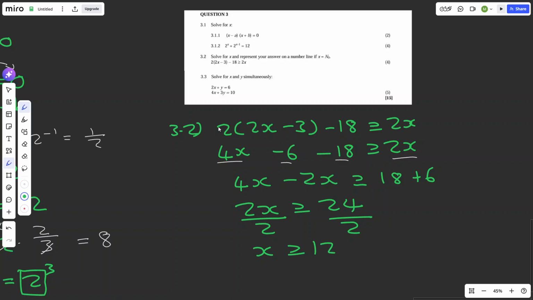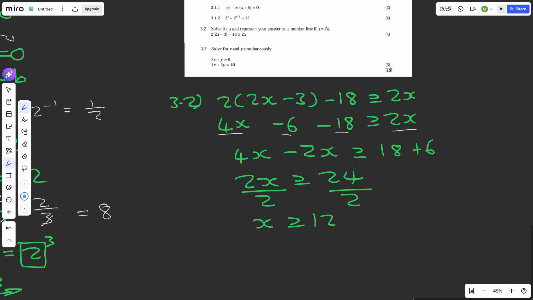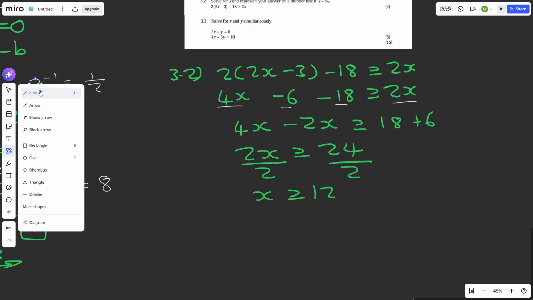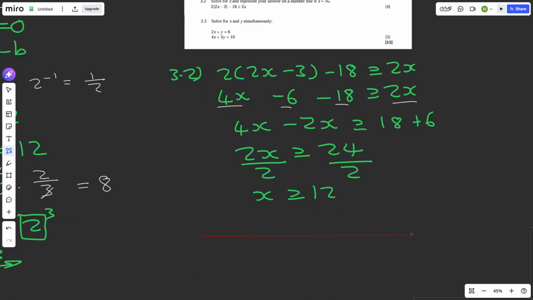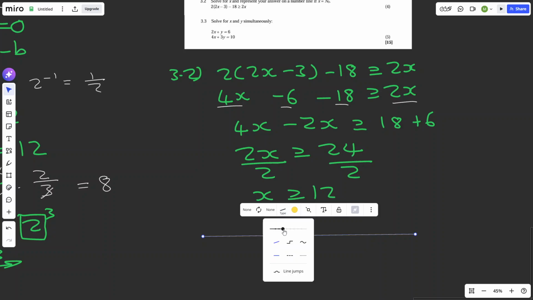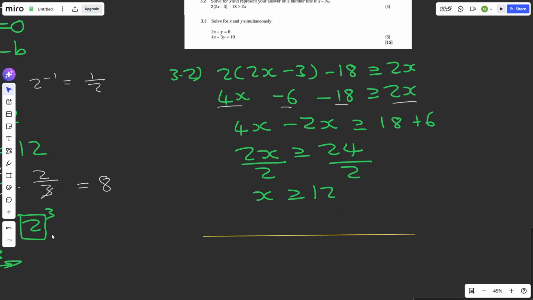So what does this tell us? That this inequality expression, this given relationship, is only valid where x is greater or equal to 12. Now if we were to represent this on a number line, how would we do that? Let's quickly draw a line. So this will be our line. Now this is our number line.